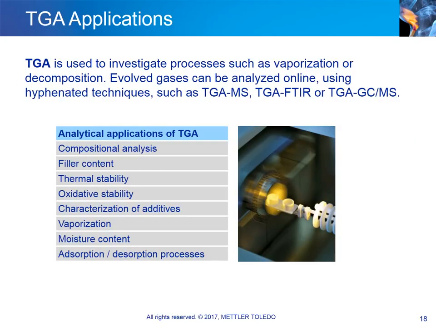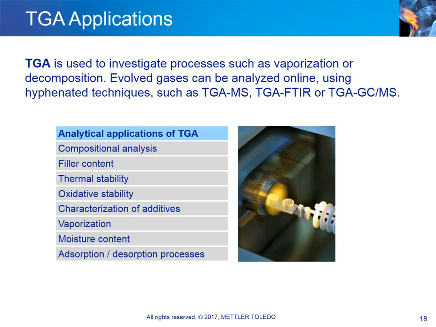The picture on the right shows a view of the open furnace of a TGA DSC instrument, emphasizing the sample holder with positions for the sample and reference crucibles. The standard crucibles are made of alumina.